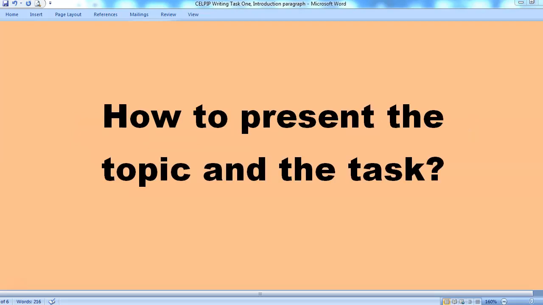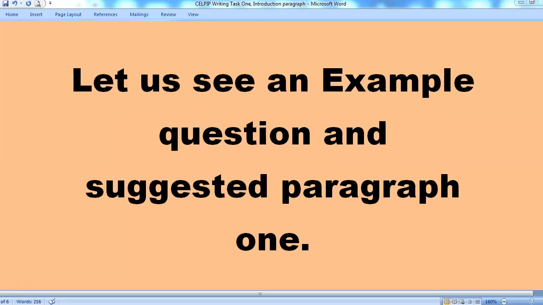Now comes the most important part of our paragraph 1 writing for the email for CELPIP. It is, how do we present the topic and the task in an effective manner? So here I'm about to present an example question and a suggested paragraph 1 to guide you as to how to proceed with your paragraph 1.